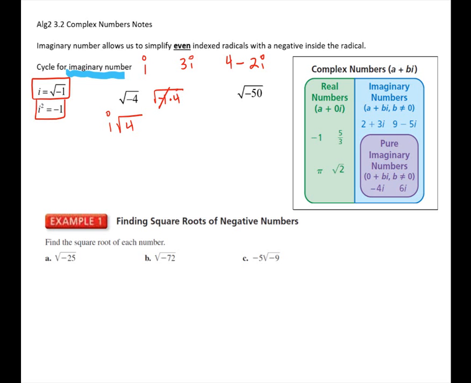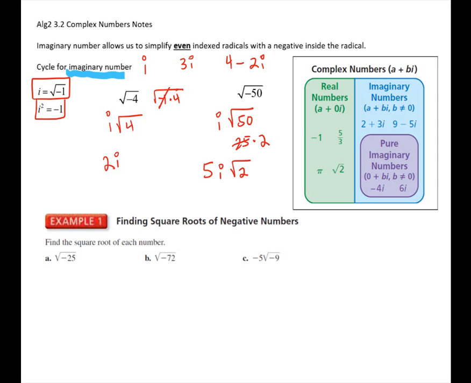Now, what's the square root of 4? It's 2. So your answer to this would just be 2i. Same thing with the 50 here. I see the negative inside the square root, I put the i on the outside, then the 50 becomes positive. Then I simplify this like I normally would. This is 25 times 2. The square root of 25 is 5. So I have 5i on the outside, and the 2 stays inside the radical.